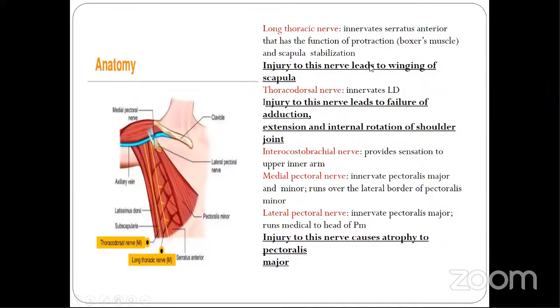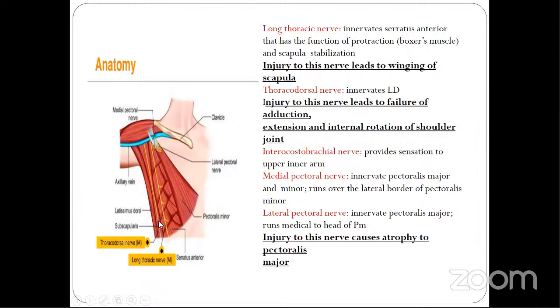What is the function of this muscle? Contraction, boxer's muscle, and scapular stabilization. So after mastectomy, the patient came with winging of the scapula. I think this is long thoracic nerve injury during mastectomy. Then the second nerve will be the thoracodorsal nerve.